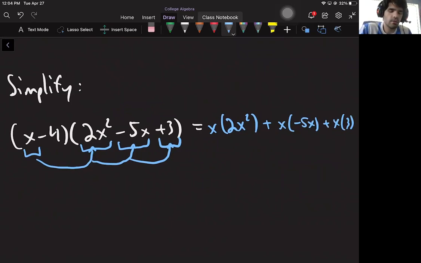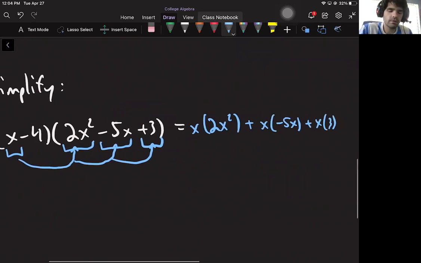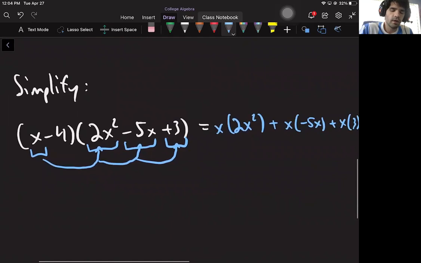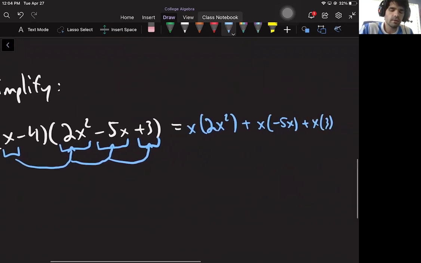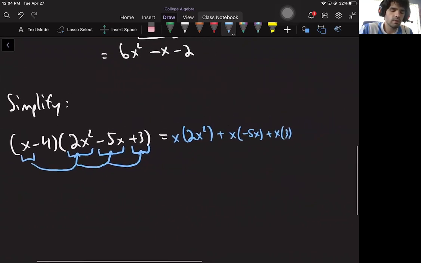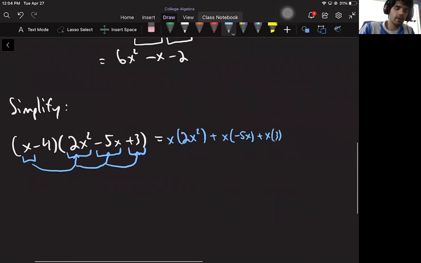Now, I should mention that when you get really good at this, you can sort of skip the step I just did, and you can sort of immediately realize some things. But that's once you've had more practice. So don't worry about it yet. You can just do it this way. Okay, so now the negative 4 has to also distribute to each term.